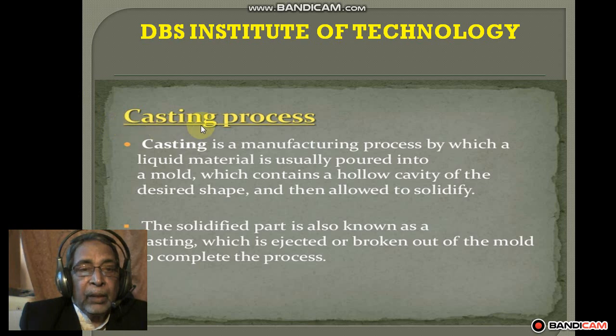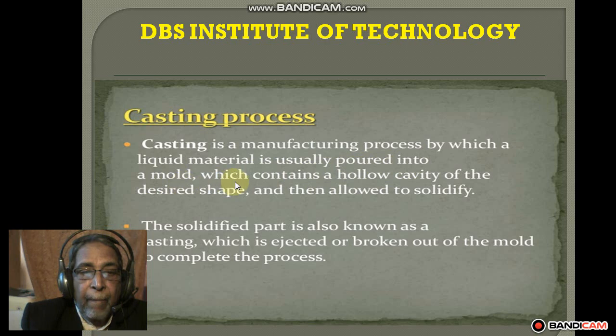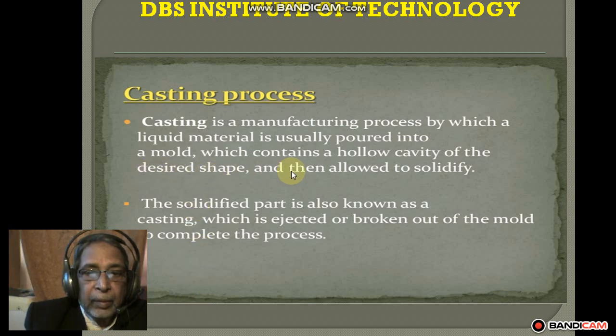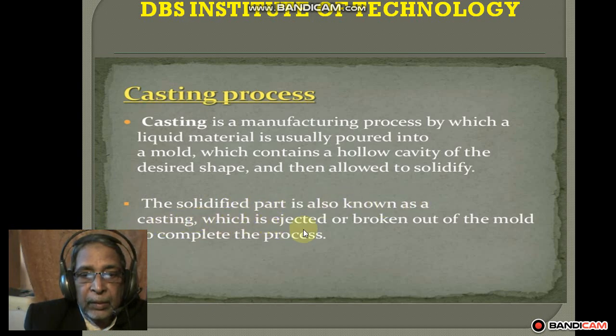What is the casting process? Casting is a manufacturing process by which a liquid material is usually poured into a mold, which contains a hollow cavity of the desired shape, and then allowed to solidify. The solidified part is also known as a casting, which is ejected or broken out of the mold to complete the process.